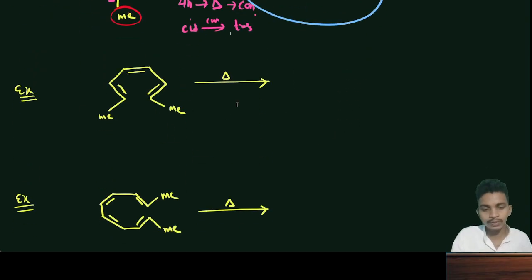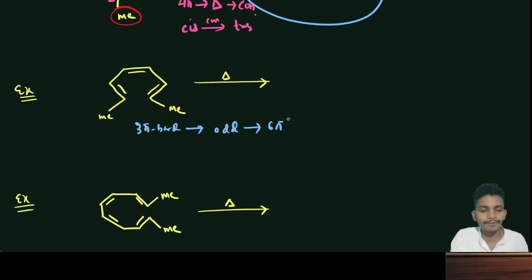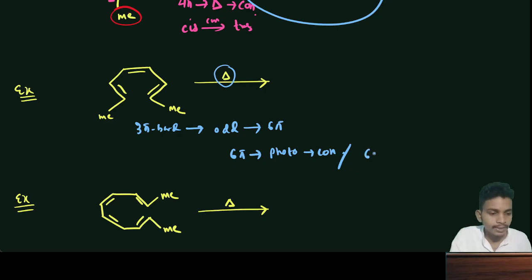So moving to the next question, look here. How many pi bonds are there? 3 pi bonds are there. So 3 means odd, which means we look at it as a 6 pi system. If it is a 6 pi system, then the bond will form under 6 pi photon conditions, but here heat is given. So with 6 pi heat, it has to be disrotatory. So here we will do the disrotatory rotation.